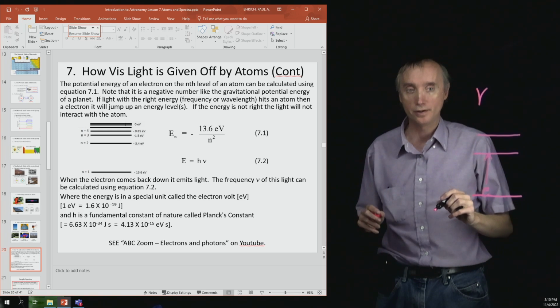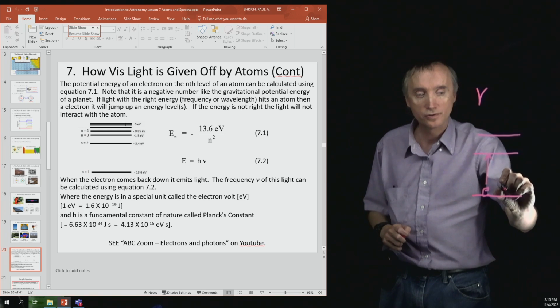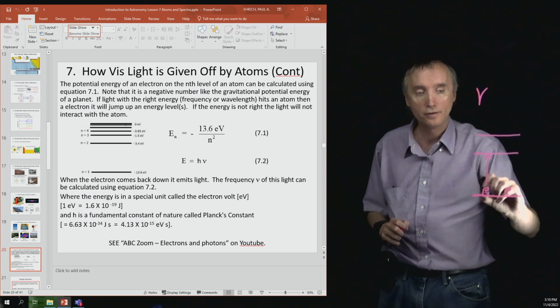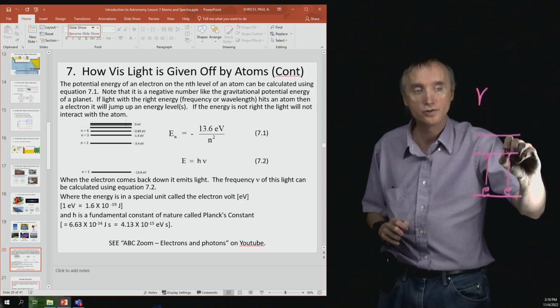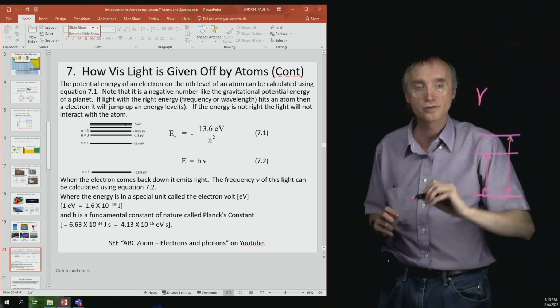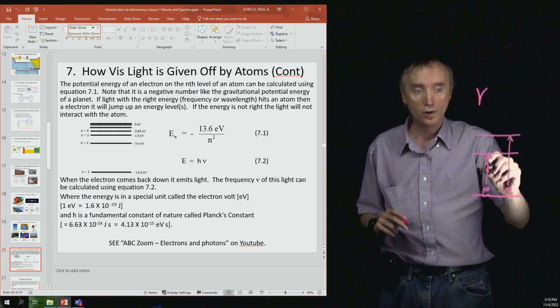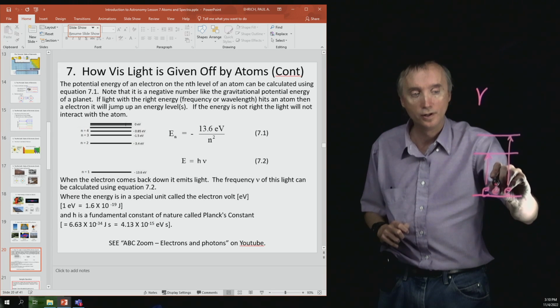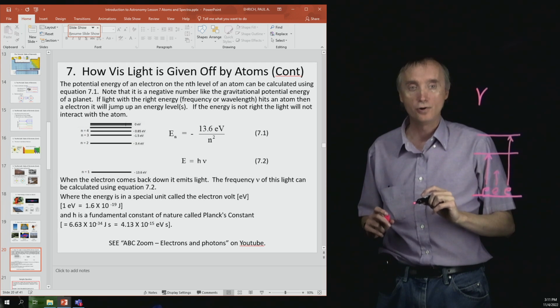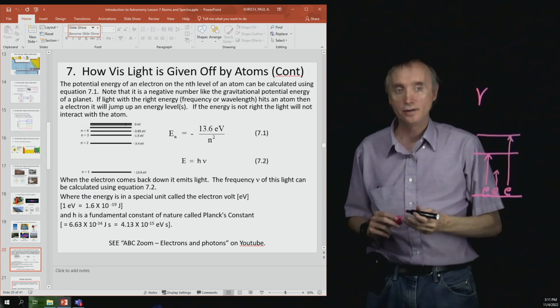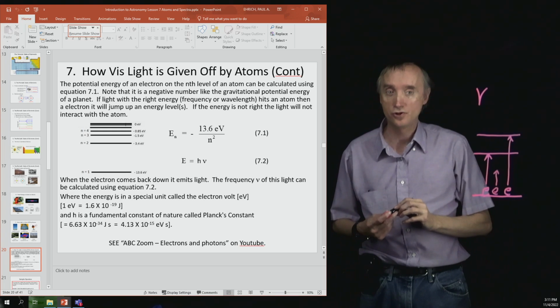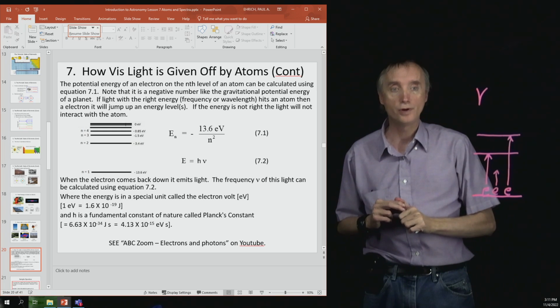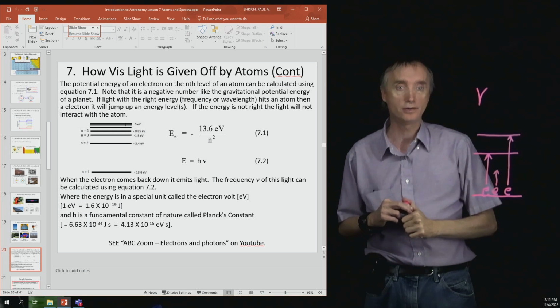That is permitted. You could also give an electron enough energy so it could jump to right here. That's okay. But what about if you gave the energy to an electron and it only had enough energy to jump to right there? No can do. So that electron wouldn't even jump. It wouldn't do anything. It would just sit there.